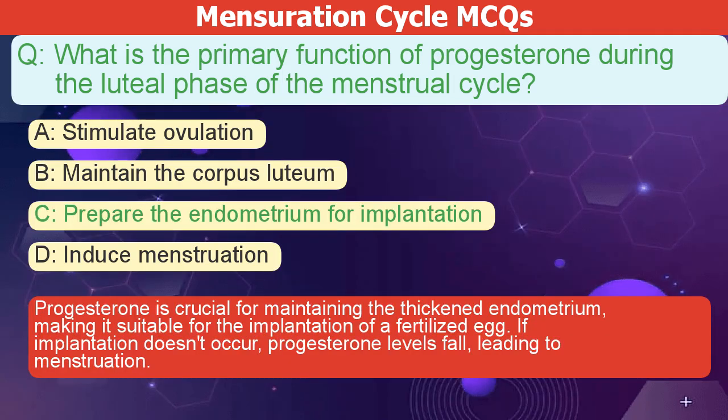Progesterone is crucial for maintaining the thickened endometrium, making it suitable for the implantation of a fertilized egg. If implantation doesn't occur, progesterone levels fall, leading to menstruation.